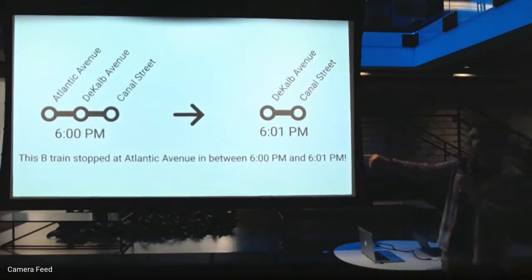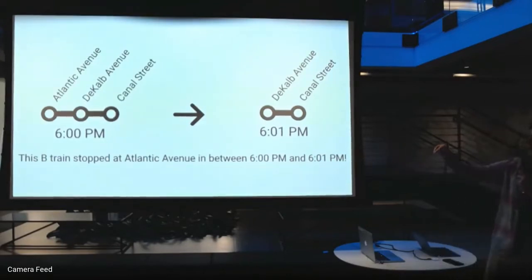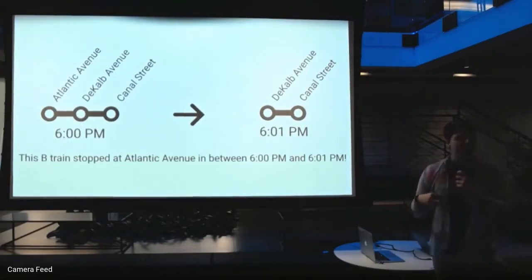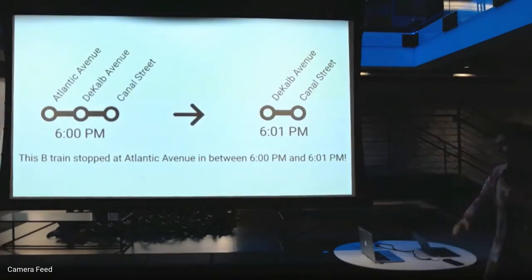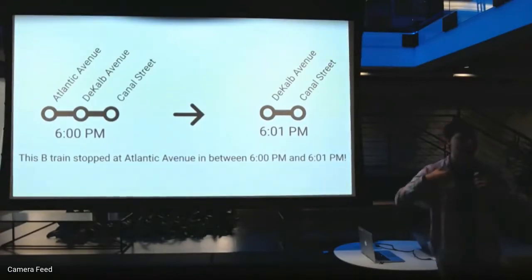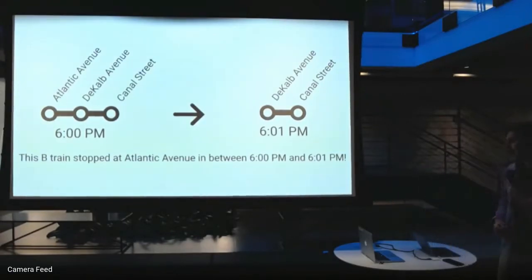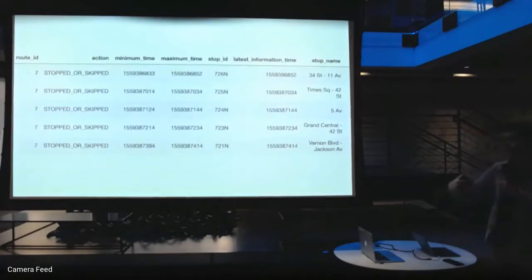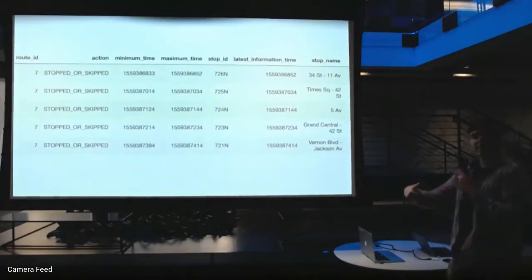You've learned that this B train actually made a stop at Atlantic Avenue, somewhere in that interval between these 2 timestamps. You learn that this train actually stopped at Atlantic Avenue sometime between 6 p.m. and 6:01 p.m. Now, if you solve word puzzles like this thousands of times over thousands of time updates, what you can do is actually reconstruct a real-time history of the actual train arrival times, right?